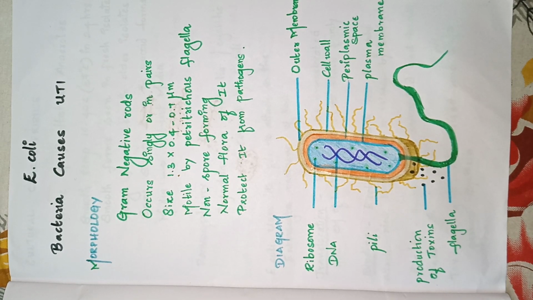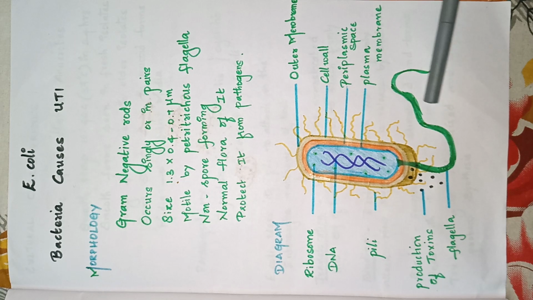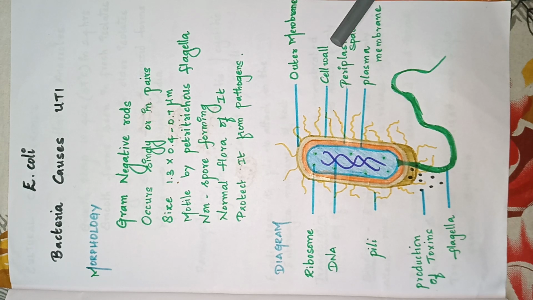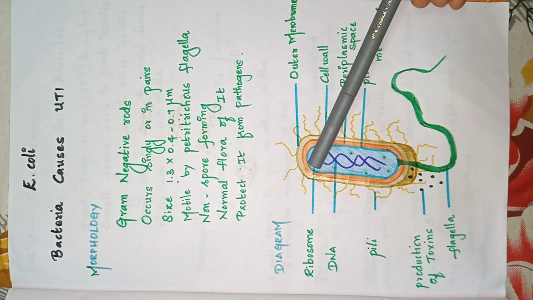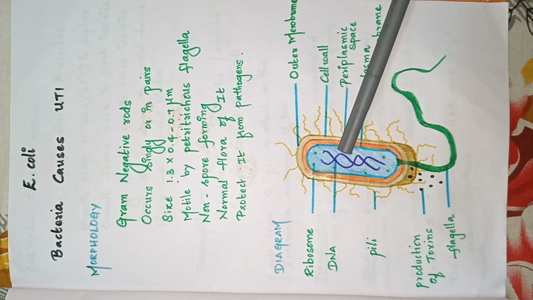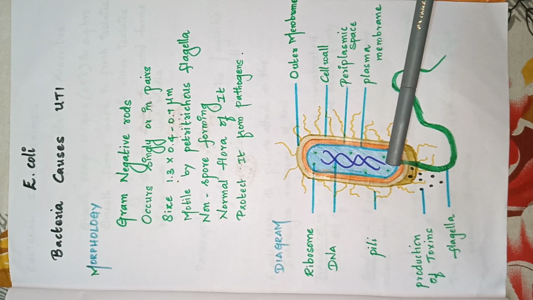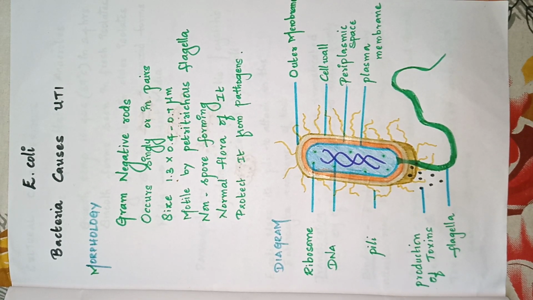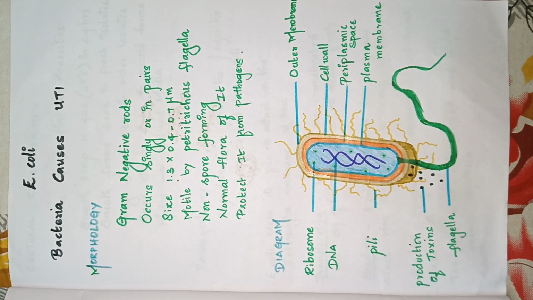So that's all about the morphology, and now we'll be seeing about the diagram. This is the structure of E. coli, a rod-shaped bacteria. It has an outer membrane and cell wall, and a periplasmic space. Here in the periplasmic space, the peptidoglycan layer will be present. Inside, the DNA of the organism is present, and around that ribosomes will be present. The role of ribosomes in a cell is to help in protein synthesis. So obviously ribosomes are very essential for a bacterial cell.